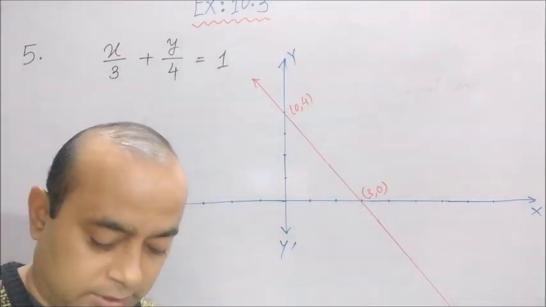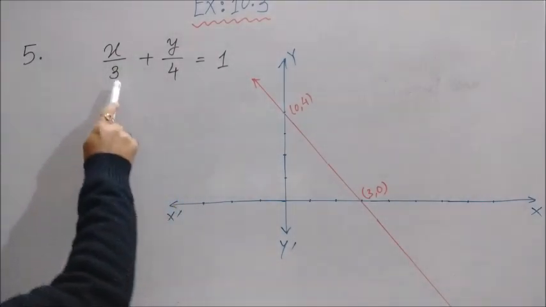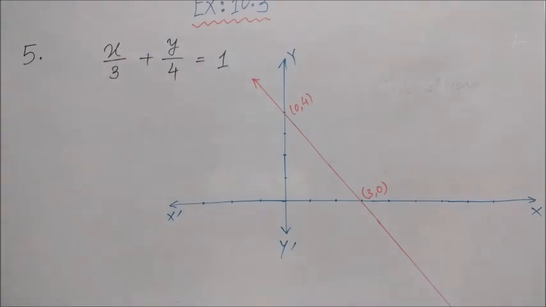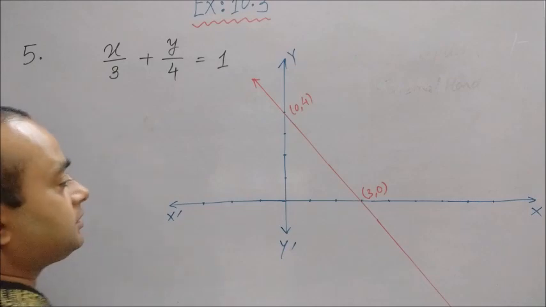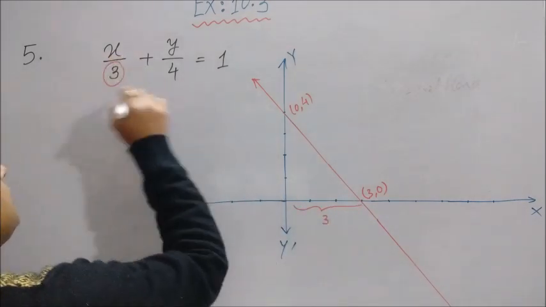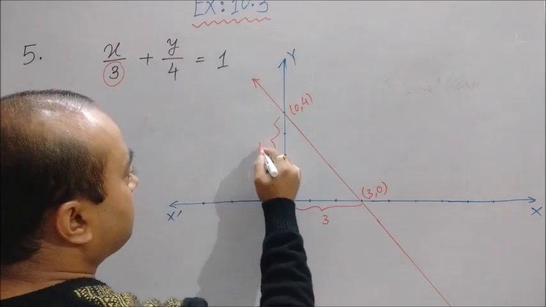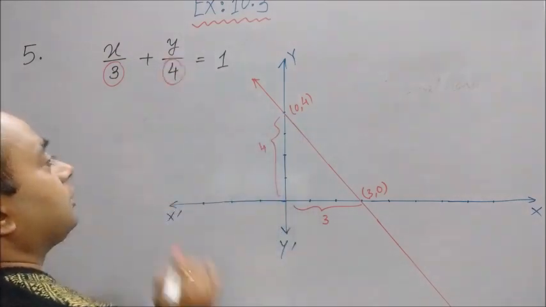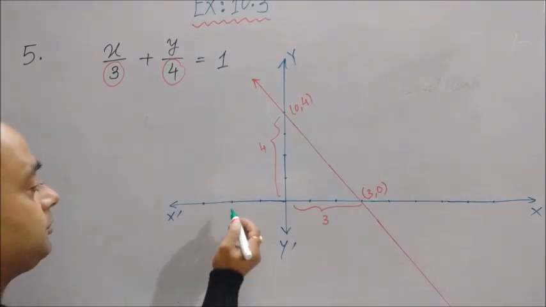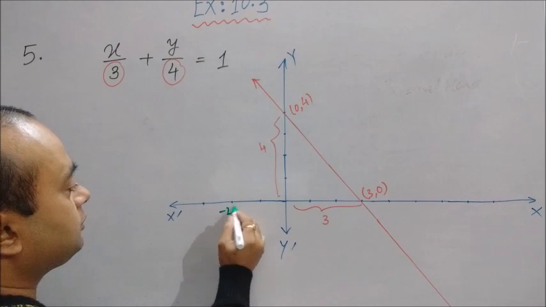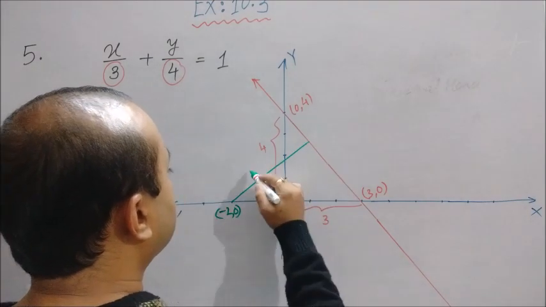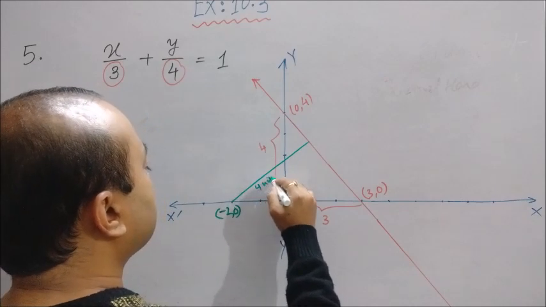What we see in the diagram, this line, the equation of this line, x by 3 plus y by 4 equals 1. It is in intercept form, so the x-intercept I have taken as 3 because x by 3, and the y-intercept I have taken as 4 because y by 4. Now from this point minus 2, 0, if I draw a perpendicular from here, it will become 4 units.